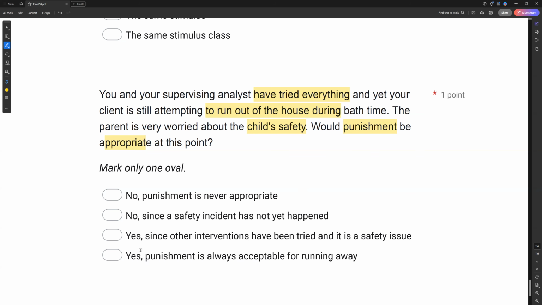We need to act. C, yes, since other interventions have been tried and it is a safety issue. Exactly. We've tried other interventions. We've tried everything. It's still a safety issue. We haven't resolved it. We need to figure this out. So punishment is appropriate. And then D, yes, punishment is always acceptable for running away. Well, each behavior, each kid is individualized. So we can't speak in broad terms like D. C is going to be our best answer. We've tried everything. It's now a safety issue. It would be ethical to use punishment. If we're going to use punishment, there are things we need to consider, but the question is simply asking, is it okay to use punishment?